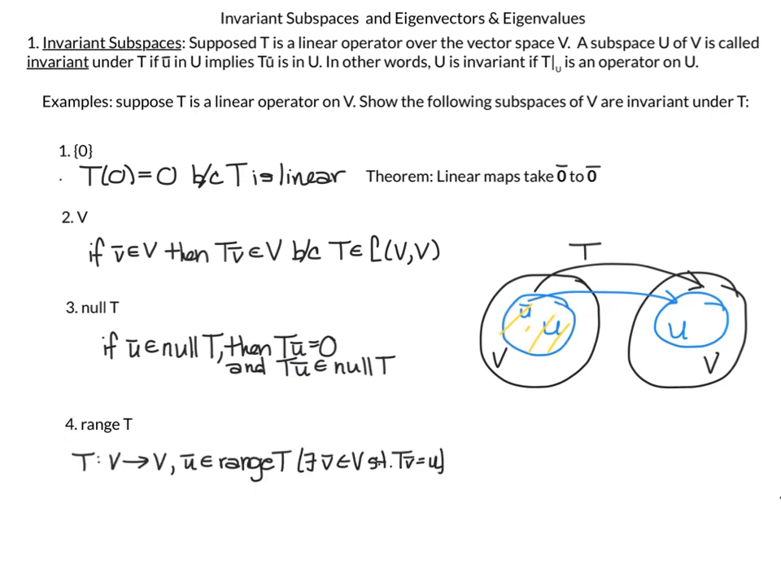Our last example is the range of T. So first, let's remind ourselves what the definition of range of T is. Remember, T maps from V to V. So u is in the range of T if there exists some vector v in our domain such that T of v is equal to u. So in other words, if we take any u in the range of T and we apply our transformation T on that, by definition, T of u is in the range of T, and therefore this subset is also invariant under T.